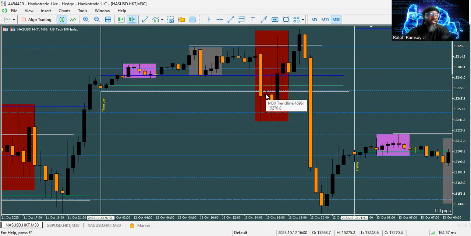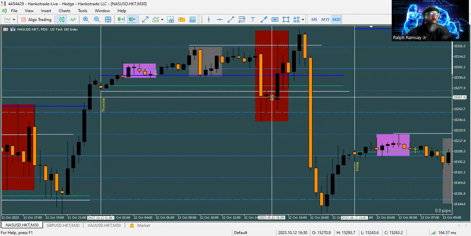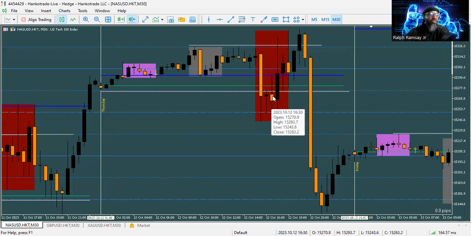9 a.m., new 4 hour candle. We get another rejection. 9:30, here's our 9:30 candle, closing as an indecision candle. But look at the rejection. So you got one, two, three rejections at this price level. You're in an uptrend.